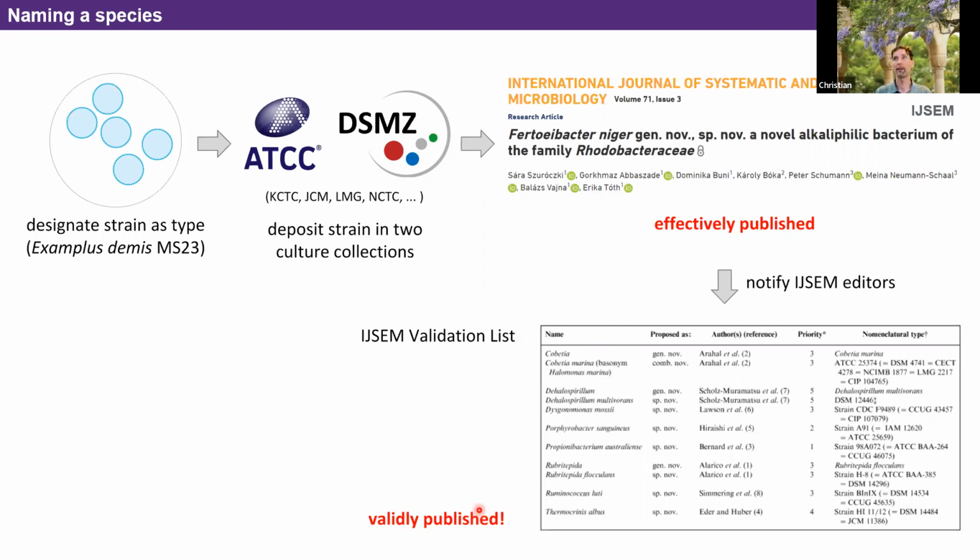Okay, I think that summarizes the nomenclature part. We learned what nomenclature is, what goes into it. We learned about the committee that oversees the codes, and also how to submit a new strain and to get a validly published name for it. Now let's switch over to taxonomy.